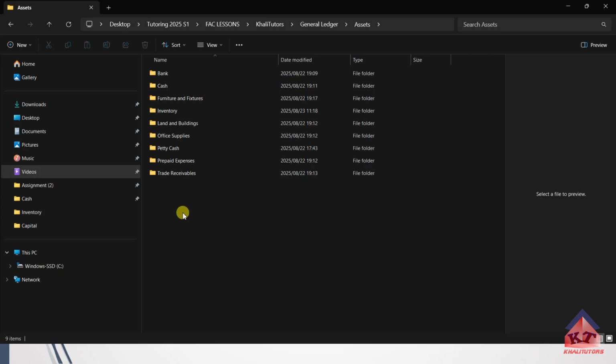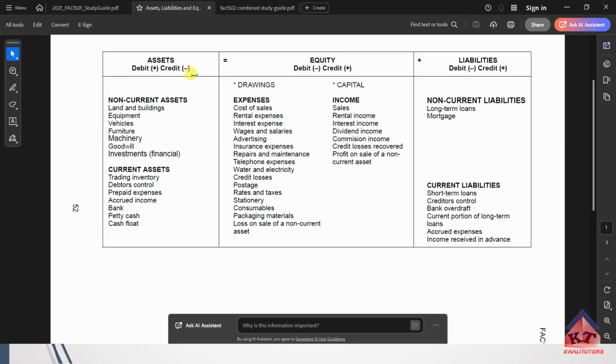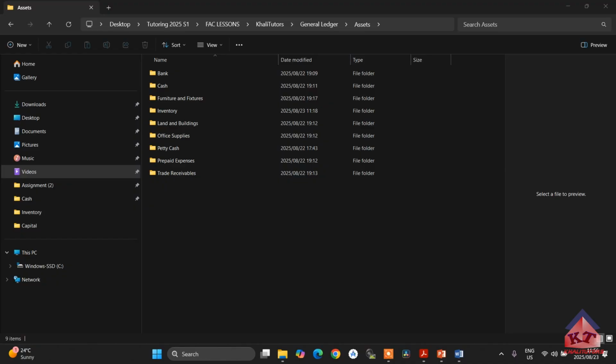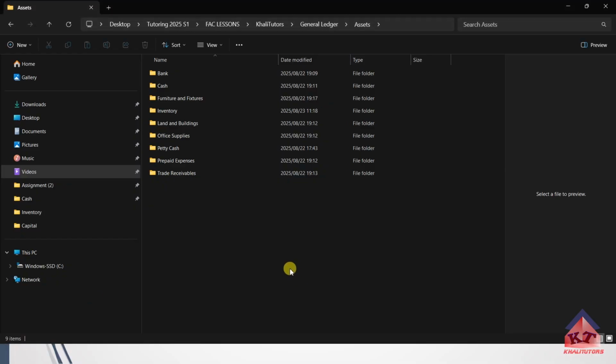I've just created folders for a few. You can refer to this chart, okay, to see some additional asset accounts and liability accounts, equity, income, and so on. Okay, I'm just using the folders that I've created to actually teach you how to go about applying the double entry principle. Okay, so let's go back. Remember, we are inside the assets folder. Okay, so inside this folder, for example, let's click on our inventory account.